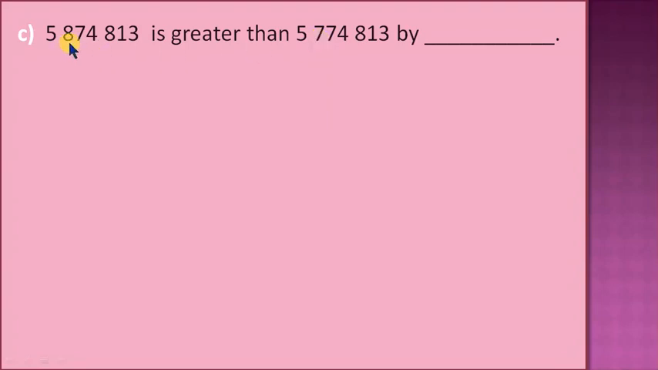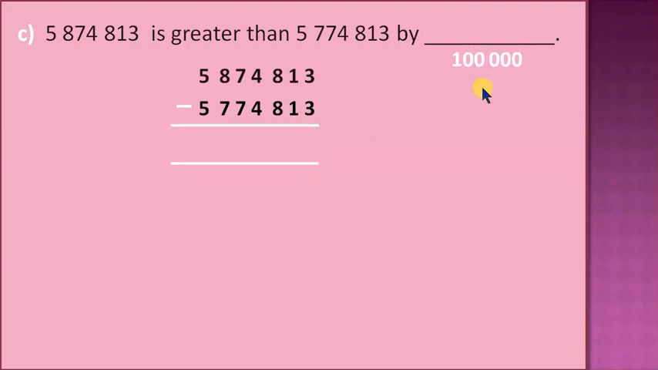It means 100,000 is more in this value. The answer is simple. This value is greater by 100,000. And the other way, you will subtract this value from this value, and you will get the answer. You can see here, first copy this value, then this value, and the answer is 100,000.